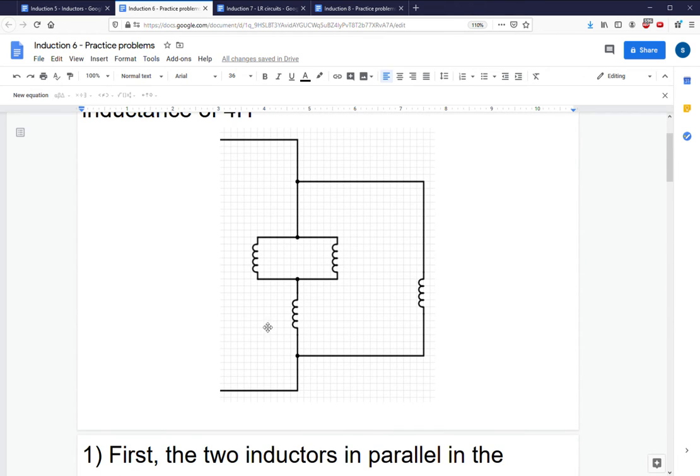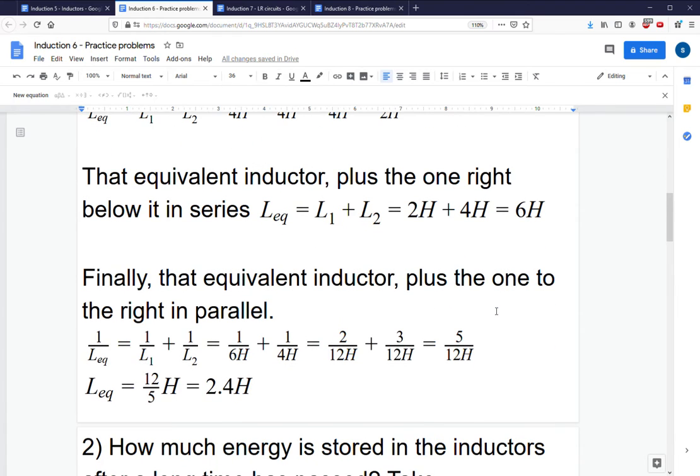Finally, this whole branch has been reduced to a single equivalent 6 henry inductor. It is in parallel with this inductor. Again, they share these two nodes. So again, we use the formula 1 over L equivalent equals 1 over L1 plus 1 over L2. L1 is going to be the equivalent 6 henry inductor. L2 is going to be the 4 henry inductor.